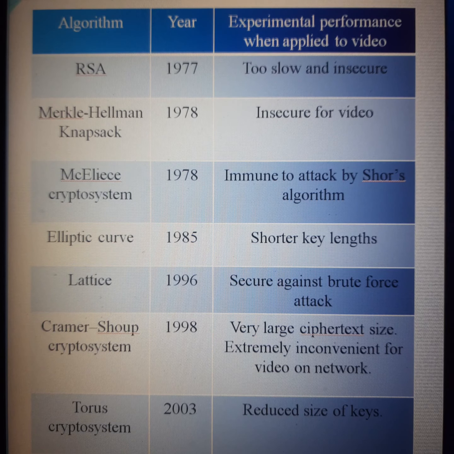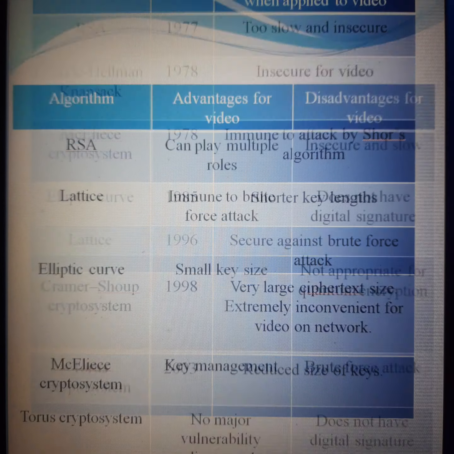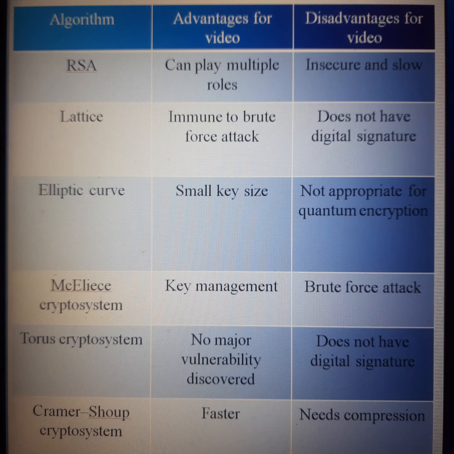And not only Karmashub, I'll say that most of the crypto systems have this problem, that the ciphertext size is greater than the plain text size. Torus crypto system was invented in the year 2003, and the advantage was that the key size was reduced. I'm comparing the advantages and disadvantages of popular crypto systems for video. RSA can play multiple roles: block cipher, stream cipher, digital signature, digital envelope. Key size was flexible, block size was flexible.